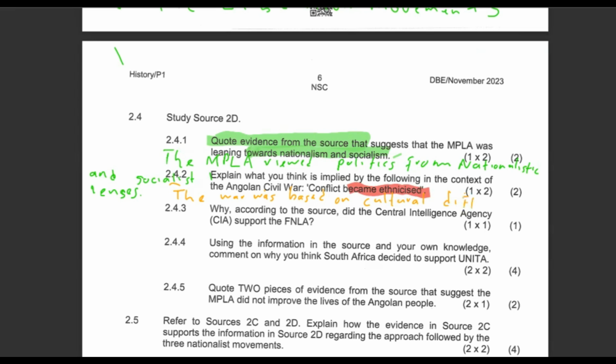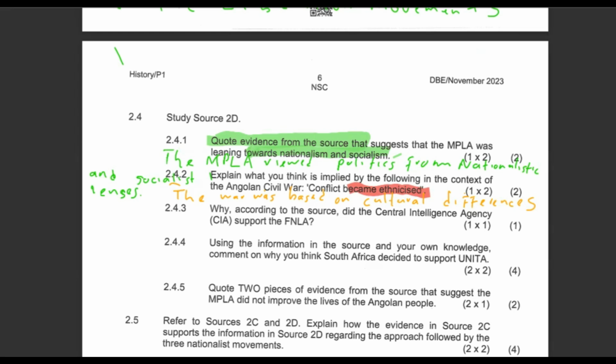It was now based on cultural differences. You would have people from one culture fighting people from the other culture. For example, the UNITA came from the southern part. They spoke a different language. Then the other one came from the other part. So now war was based on cultural differences.